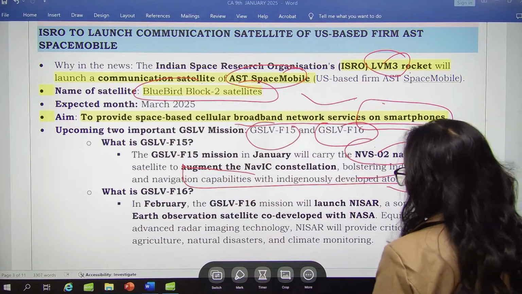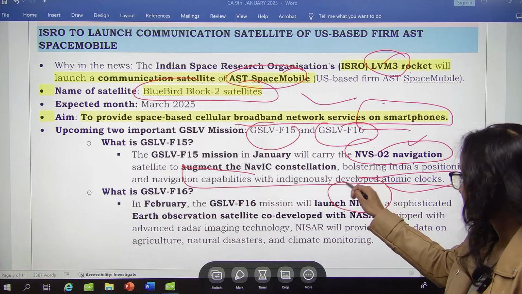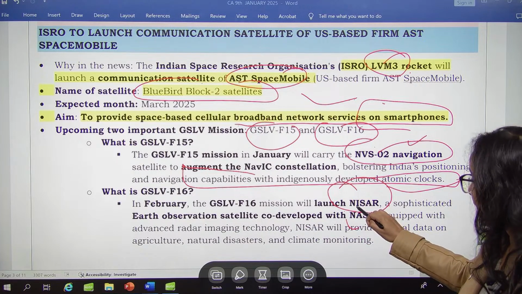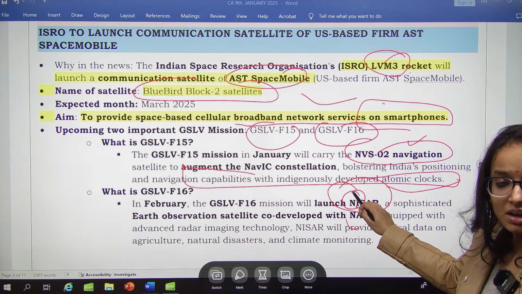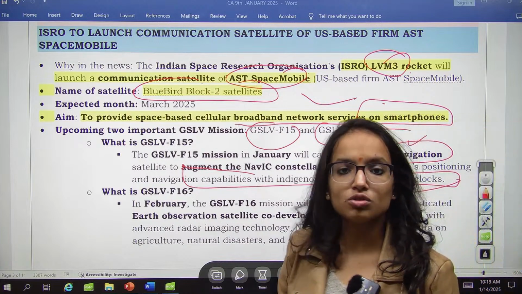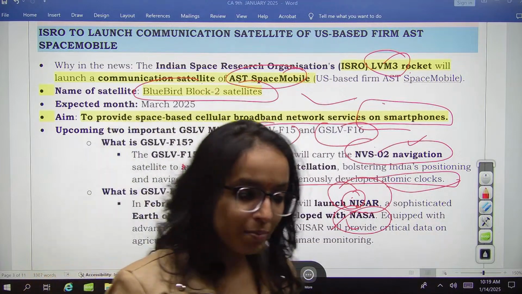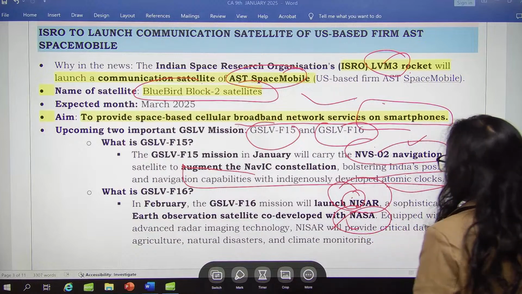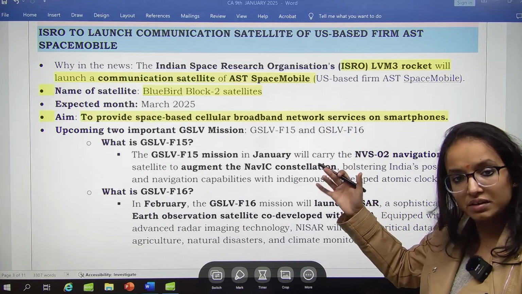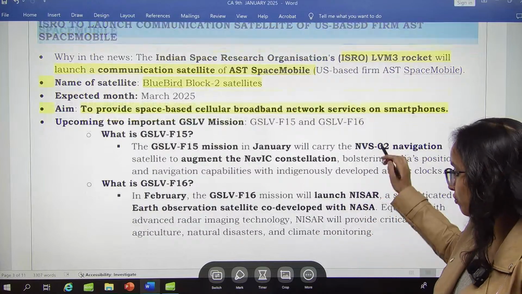Then next is GSLV F-16. This is scheduled for February. It will launch NISAR, which is again an Earth observation satellite. But this NISAR, remember, N here stands for NASA. NISAR has been co-developed with NASA. So NISAR is not only developed by ISRO, it has been co-developed by ISRO and NASA of US. So these are important features. Please remember the name of the satellite, what will be the launch vehicle, which country is it associated with, what is the aim, right? All these things we have discussed. Direct questions can be there.